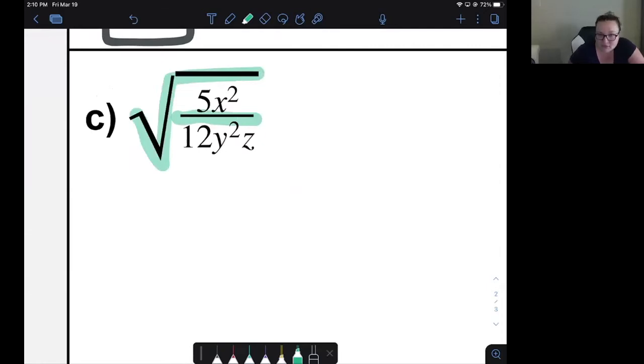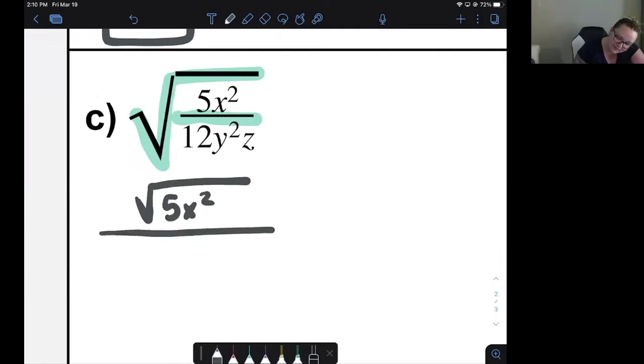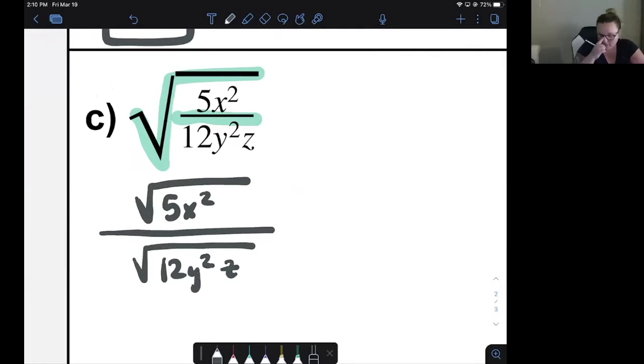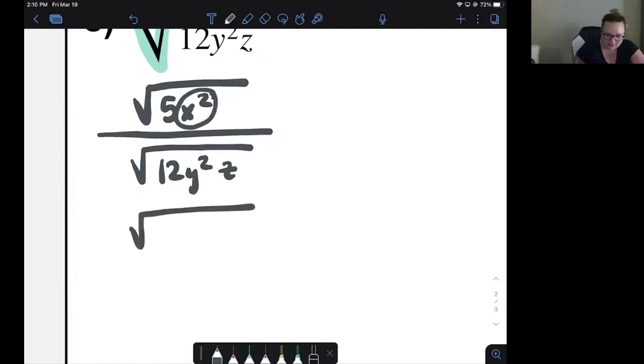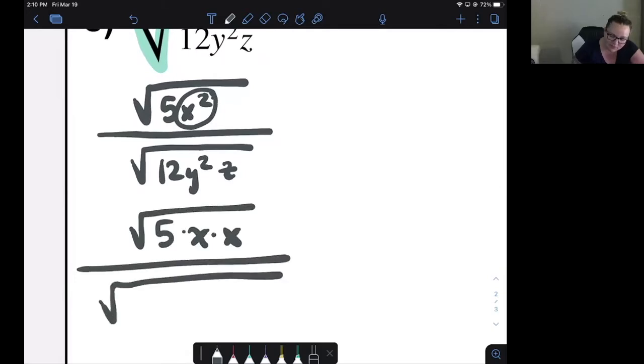So to make our lives easier, this time we actually want to split it and break it back up into 2. So we're going to have the square root of 5x squared divided by the square root of 12y squared z. And now we're going to see if there's anything that we can simplify. Well, the square root of x squared is x, and I know that because x squared is x times x. I can break 12 down to 4 times 3. Y squared is y times y.